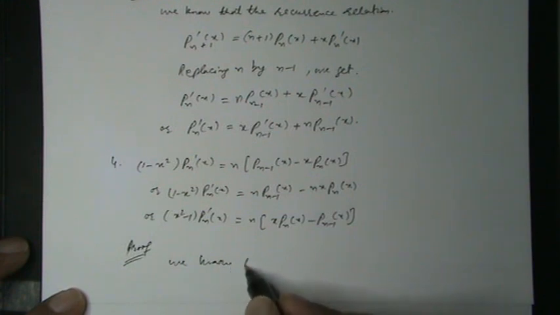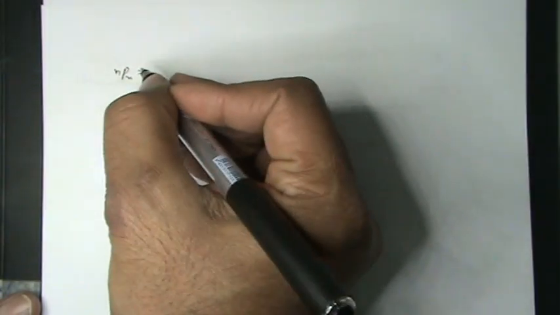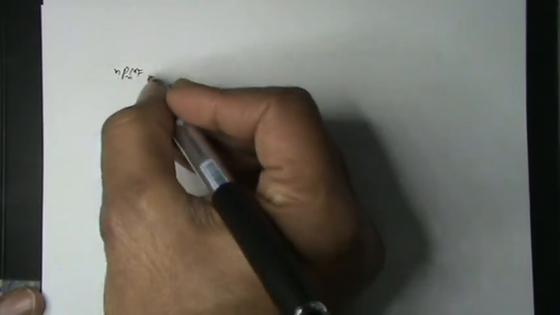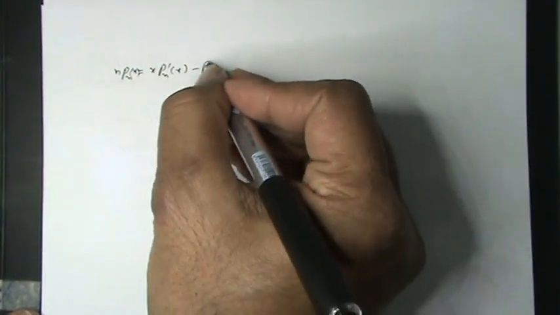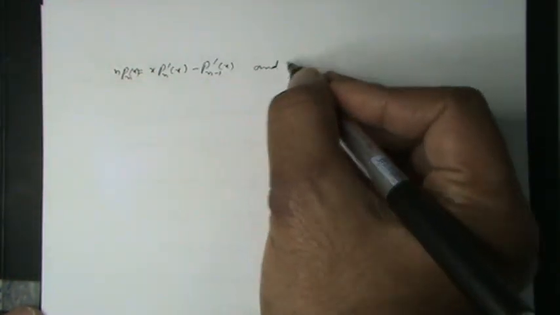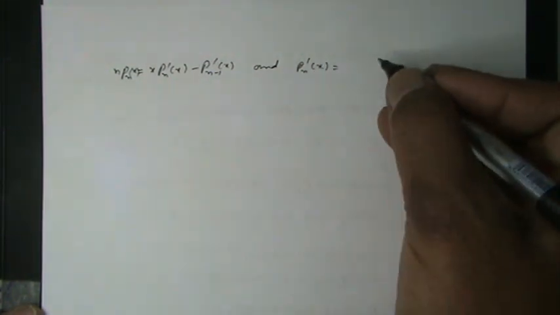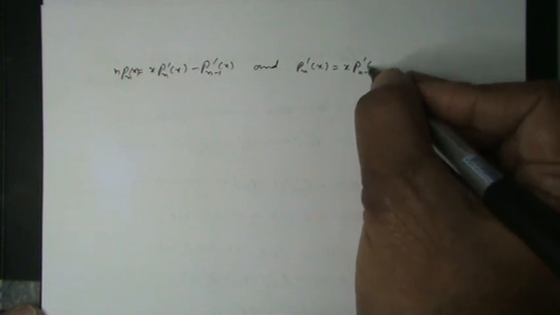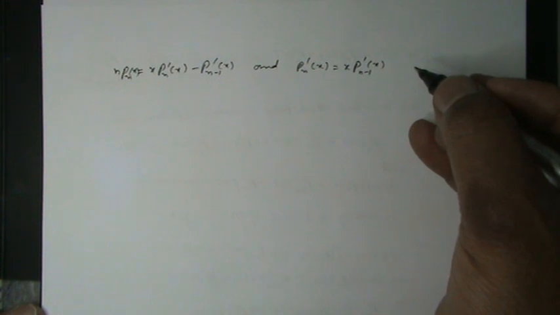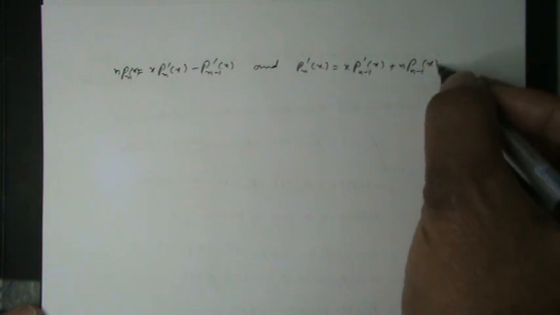Proof. We know that the recurrence relations, now we use the following these two. One is n Pn(x) = x Pn'(x) - Pn-1'(x), and Pn'(x) = x Pn-1'(x) + n Pn-1(x).